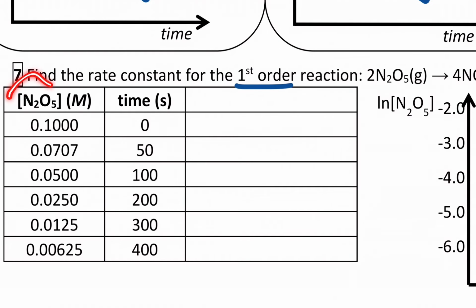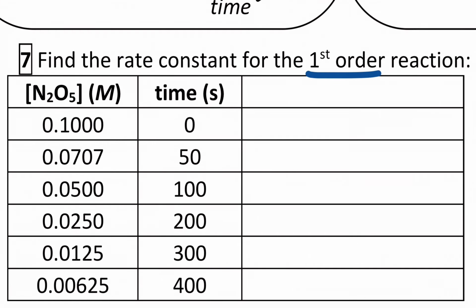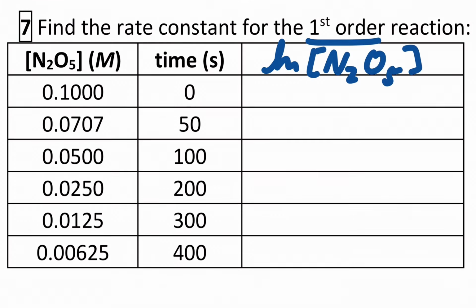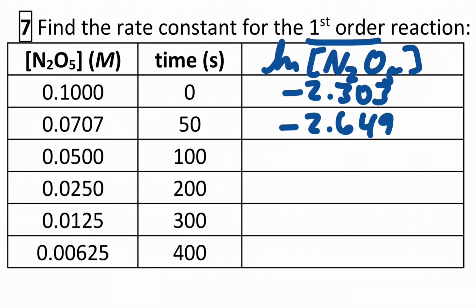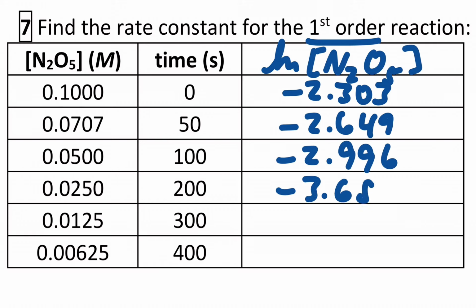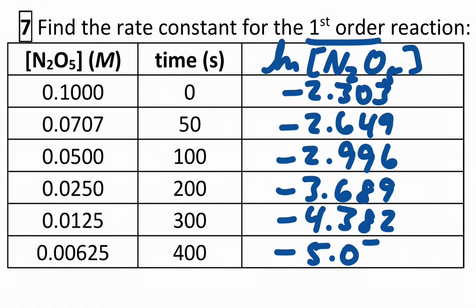And they measure the concentration versus time, but I know that that's not going to be linear. What is going to be linear is the natural log of the concentration versus time. So the natural log of N2O5 will be a linear relationship. And we can just mathematically get the natural log of all these numbers. That would be negative 2.303 for the first one, negative 2.649 for the second one. I'm just plugging them into my calculator. Negative 2.996, negative 3.689, negative 4.382, and negative 5.075.